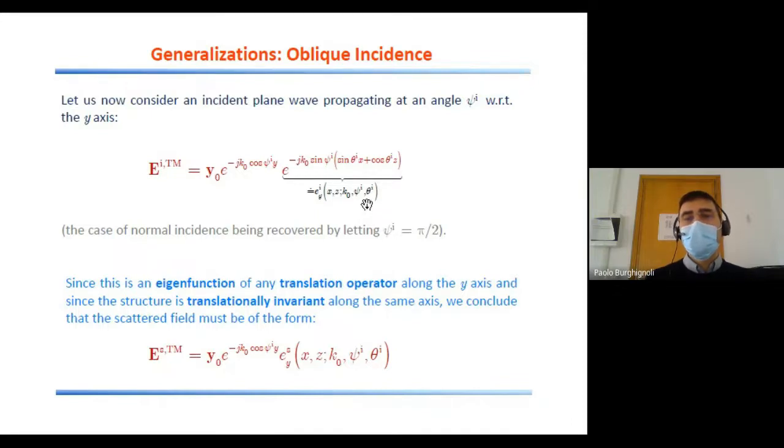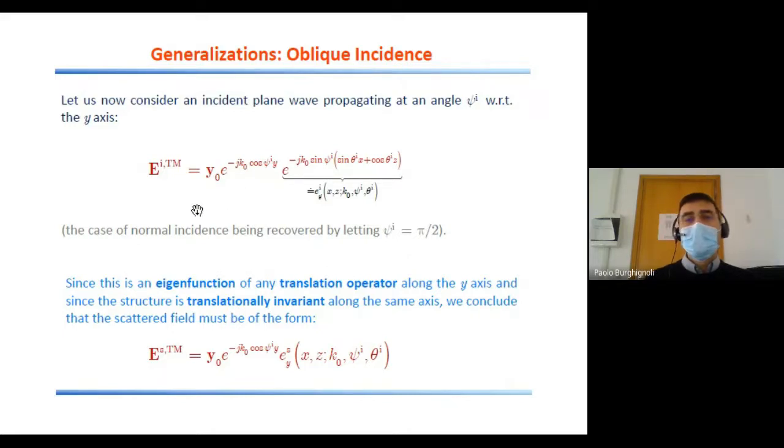It is important to observe again symmetry in this configuration. This electric field is an eigenfunction of the translation operator along the y-axis. So if you translate the structure along the y-axis, that is, you add to y any quantity, you will find that the incident wave is multiplied by a factor. That is because the dependence on y is given by an exponential factor, which will be increased by some quantity.